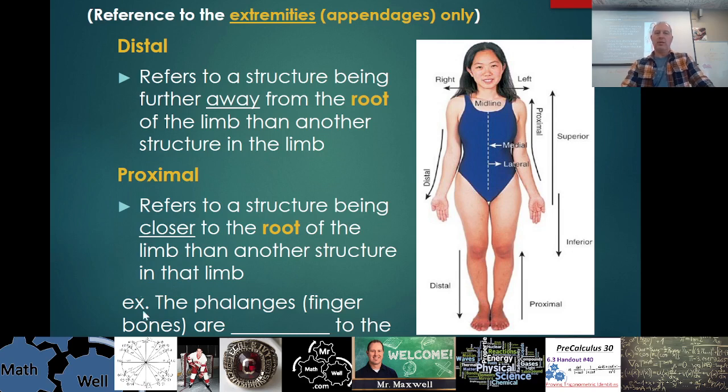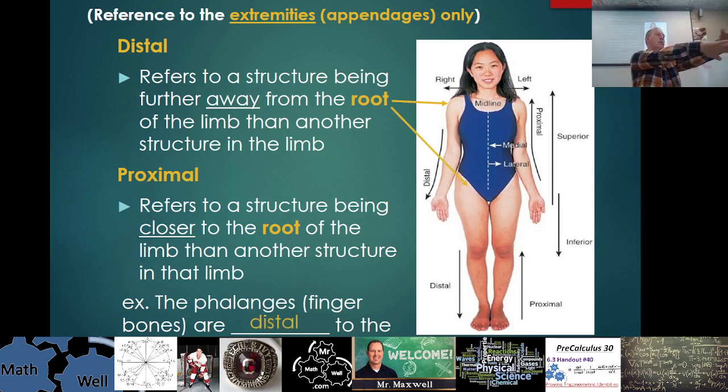So in the example here, the phalanges, that is the finger bones, are blank to the carpals, or the wrist bones. What are they? They are proximal or distal. The phalanges compared to the wrist bones. The phalanges are distal to the carpal.